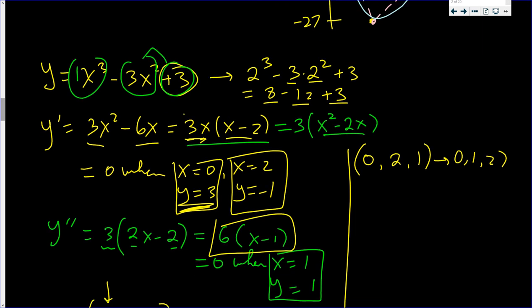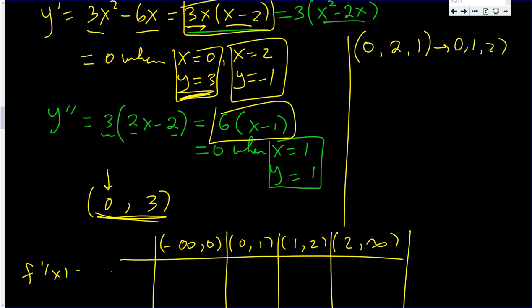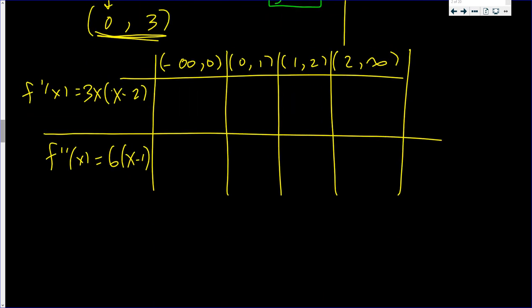The first derivative, we're going to look at it like that: 3x times x minus 2. Well, 3 is always positive. X is only positive if x is positive, that means greater than 0. That happens to the right of this.